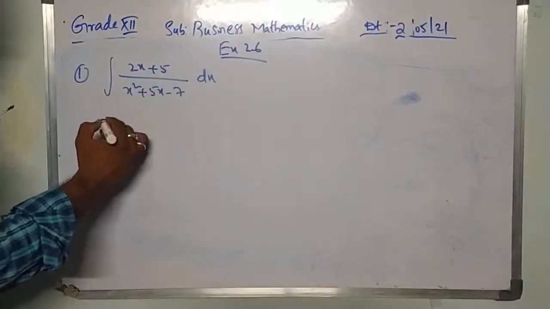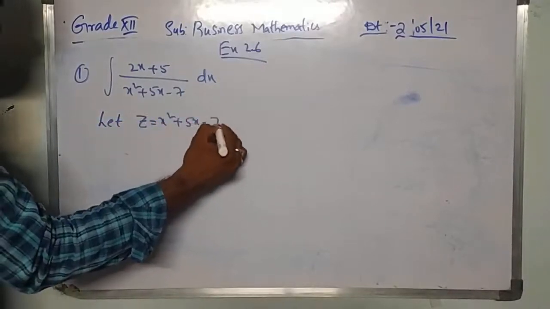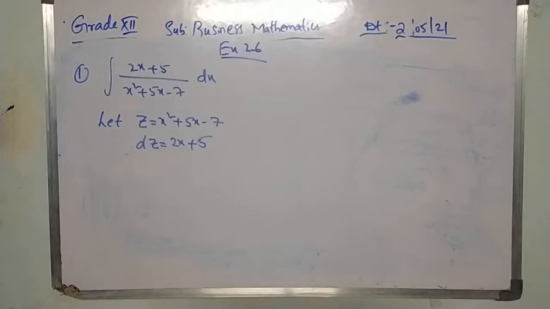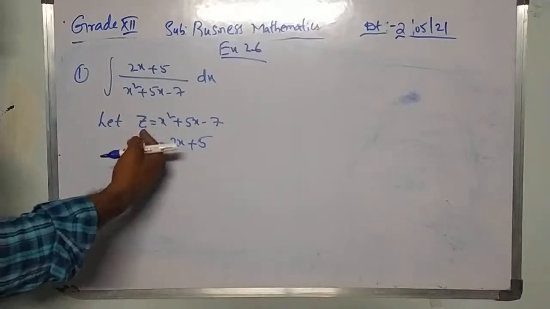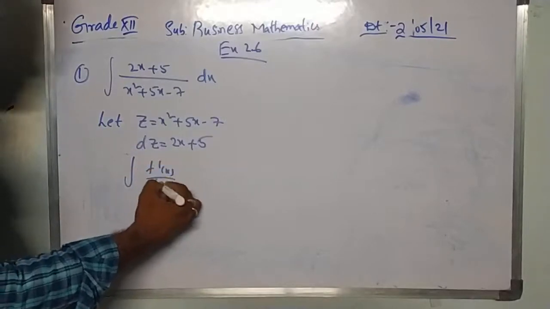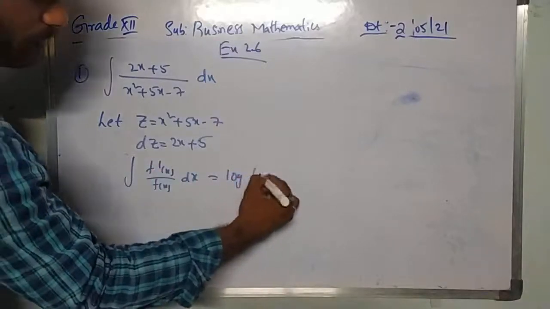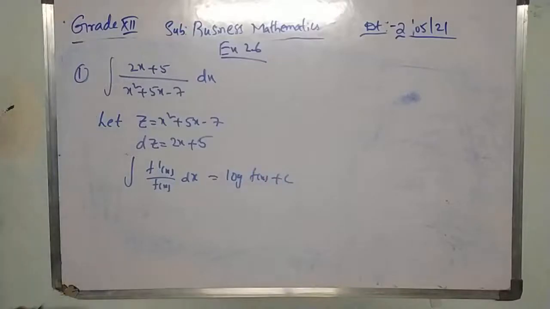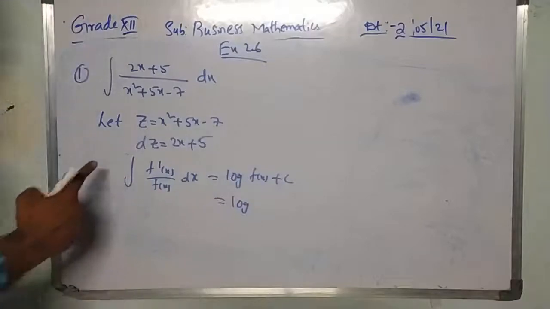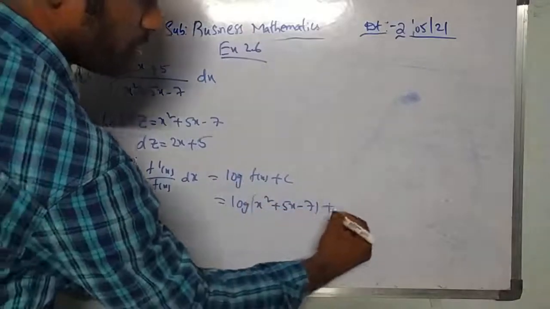So here, let z is equals to x square plus 5x minus 7, dz is equals to 2x plus 5, the derivative. So by seeing this, we can guess that it is in the form of integral f dash of x by f of x dx. It can be written as log of f of x plus c. So that is log of (x square plus 5x minus 7) plus c.